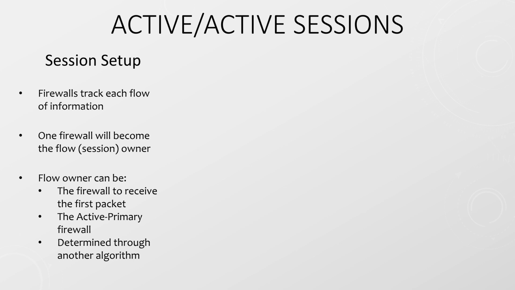In general, the firewall that receives the first packet in a flow will become the session owner for that flow. However, there are times when we might want to change that. For example, we might want the active primary firewall to handle all traffic for the purposes of packet capturing or some other troubleshooting. We might also decide to use another method to determine which firewall becomes the owner. The two other options are IP hash, which uses a hash of the source and destination IPs to allocate sessions to the firewalls, or IP modulo, which uses the parity of the source IP. The firewall that receives the first packet is often the best choice.